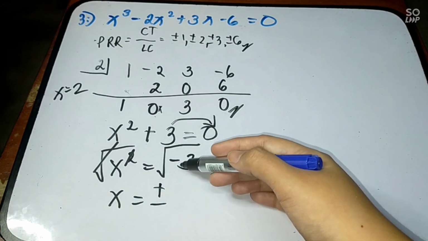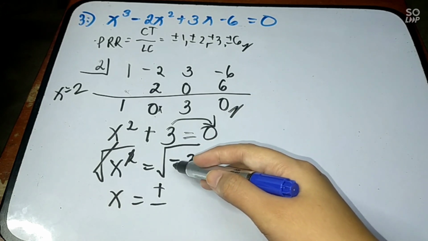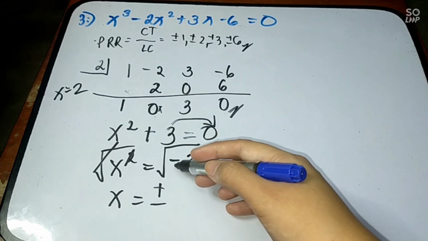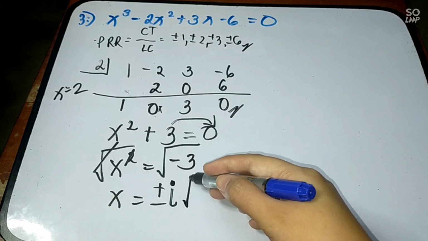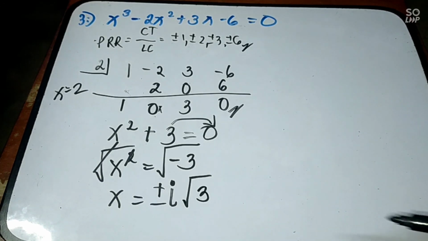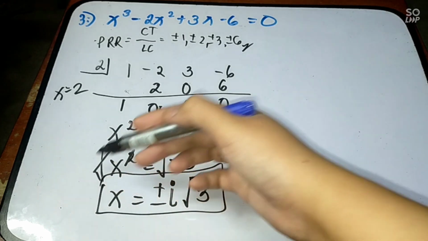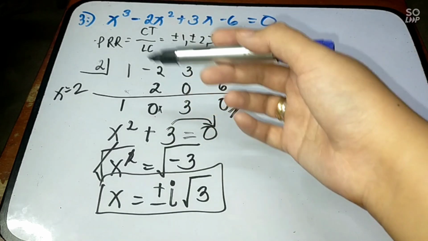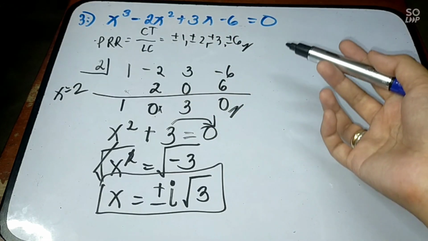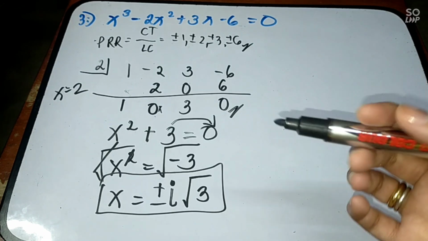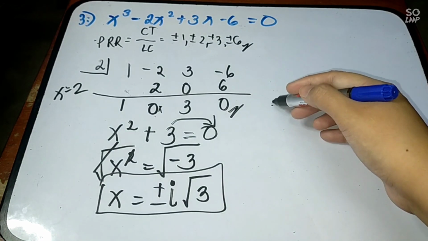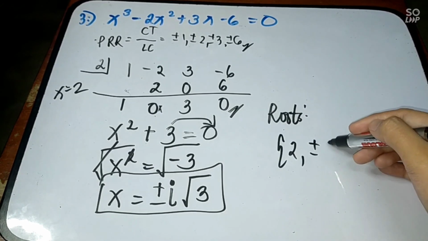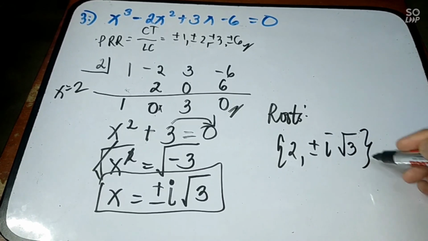And then, since sa loob ng square root mo ay meron kang negative sign, therefore, it is an imaginary number. So, ang square root ng negative 3 is i, then, iwan mo lang si square root of 3. So, this is the other roots. Ibig sabihin, meron tayong imaginary numbers na sagot. Ibig sabihin dito, magkakaroon lang tayo ng isang positive real root and then 2 imaginary numbers. So, ang roots natin are, we have here 2 and then positive and negative i square root of 3. That is it.